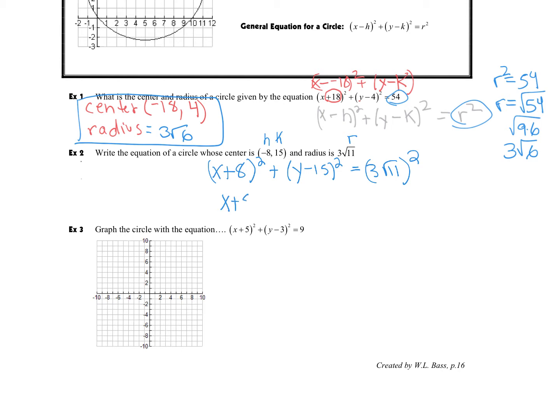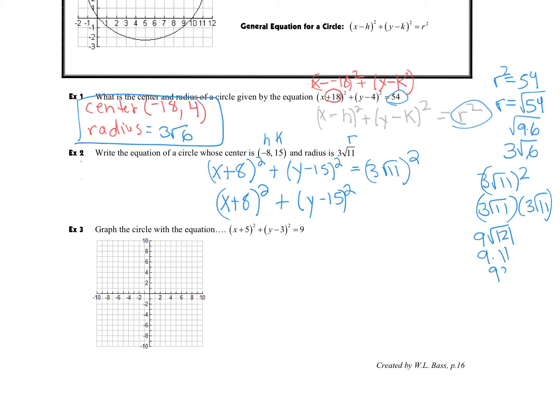So this is going to remain the same, (x plus 8) squared, (y minus 15) squared, and then this 3 times the square root of 11, when we square that, 3 times the square root of 11 times 3 times the square root of 11 is going to give us 9 times the square root of 121, which is 9 times 11, which is 99. So it equals 99. And so there is our equation for this circle.